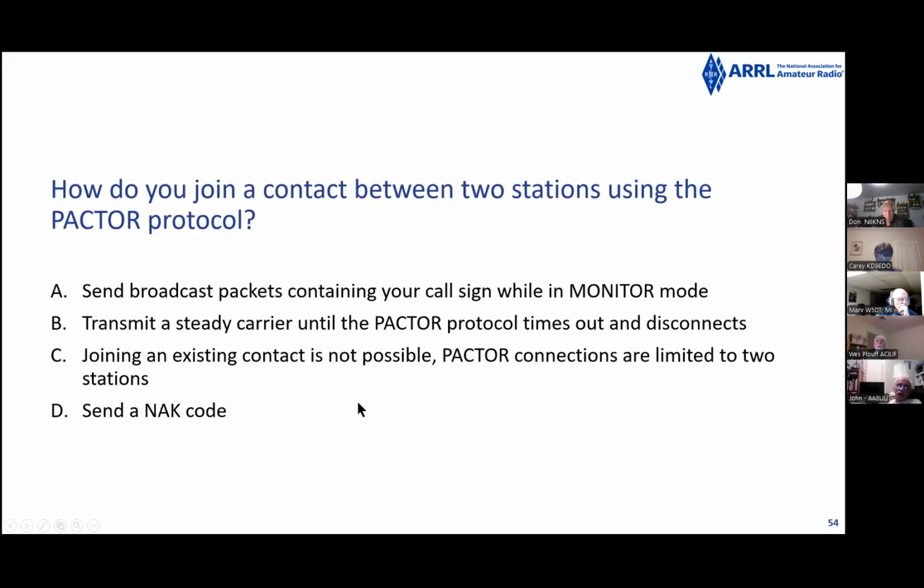How do you join a contact between two stations using the PACTOR protocol? A, send broadcast packets using your call sign while in monitor mode. B, transmit a steady carrier until the PACTOR protocol times out and disconnects. C, joining an existing contact is not possible. PACTOR connections are limited to two stations. Or D, send a NAC code. C. It's kind of a trick question.